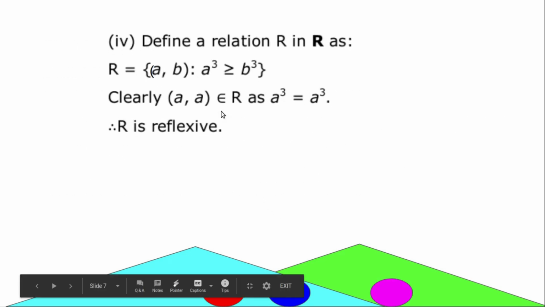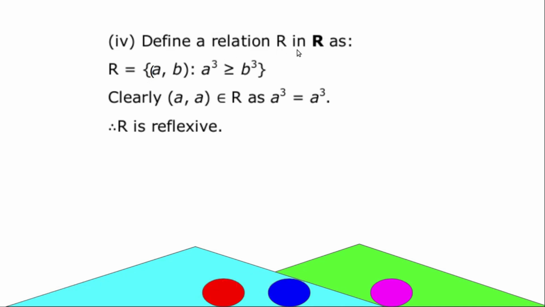Now fourth one, define a relation R in the set of all real numbers, capital R, as R equal to the set of all ordered pairs (a, b) such that a cube is greater than or equal to b cube. Now here ordered pair (a, a) belongs to R as a cube is equal to a cube. Here we have the inequality greater than or equal to, so we can take a cube equal to a cube. So ordered pair (a, a) belongs to R for all a belongs to capital R. So R is reflexive.